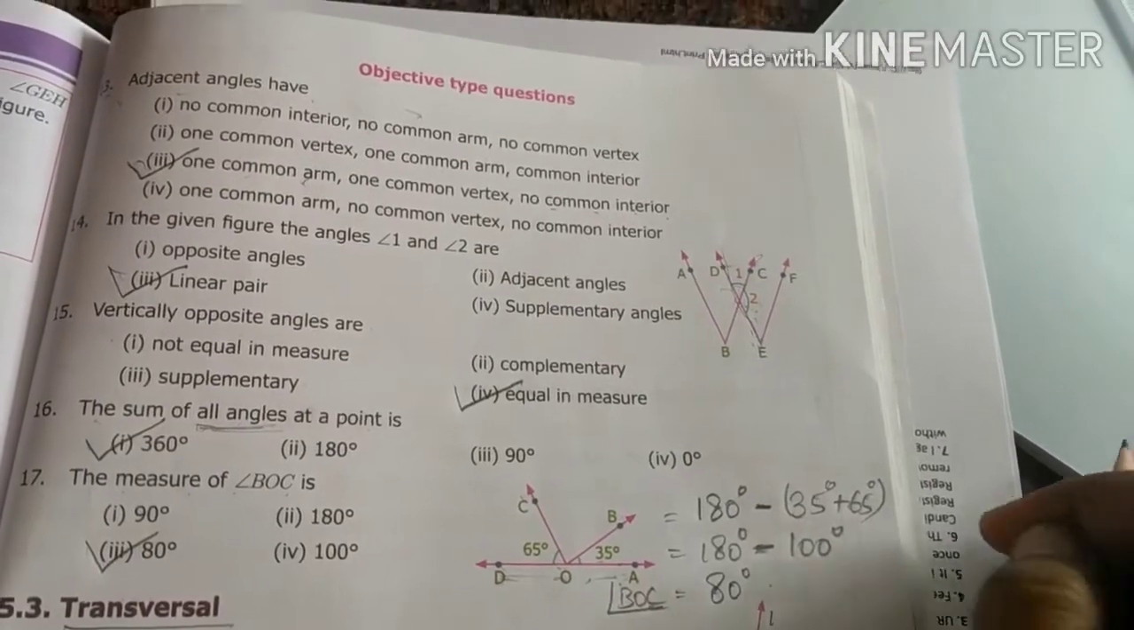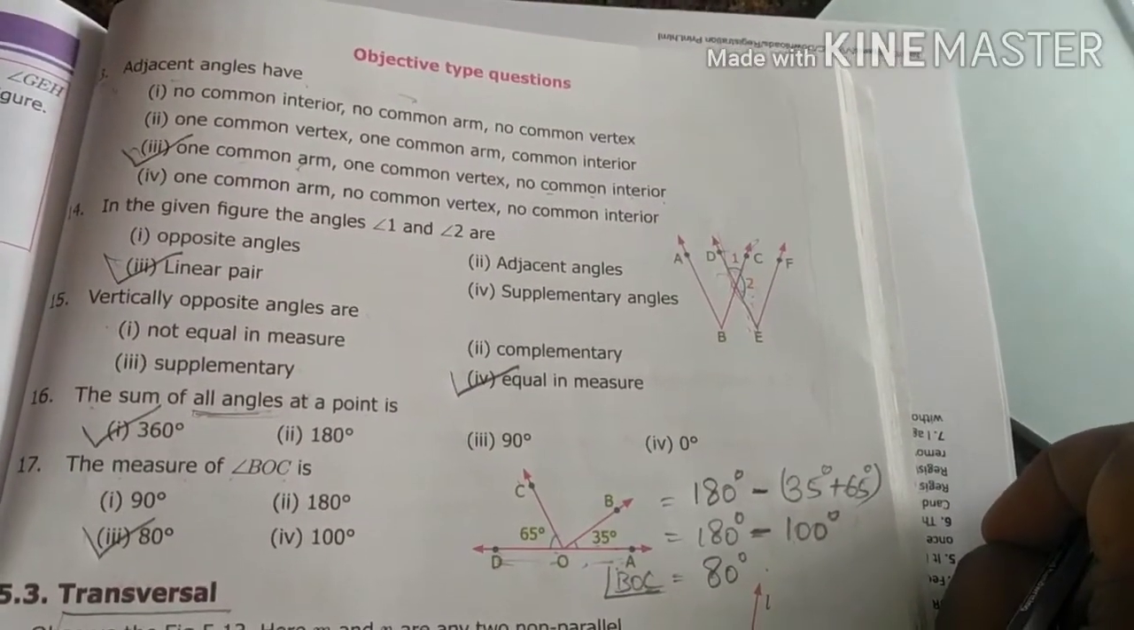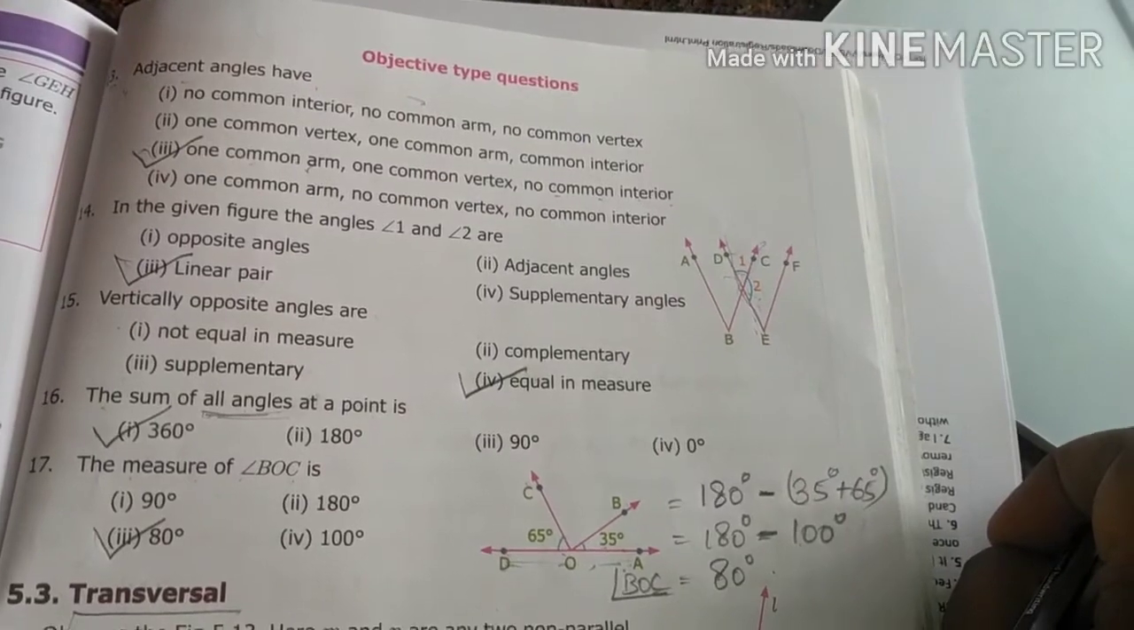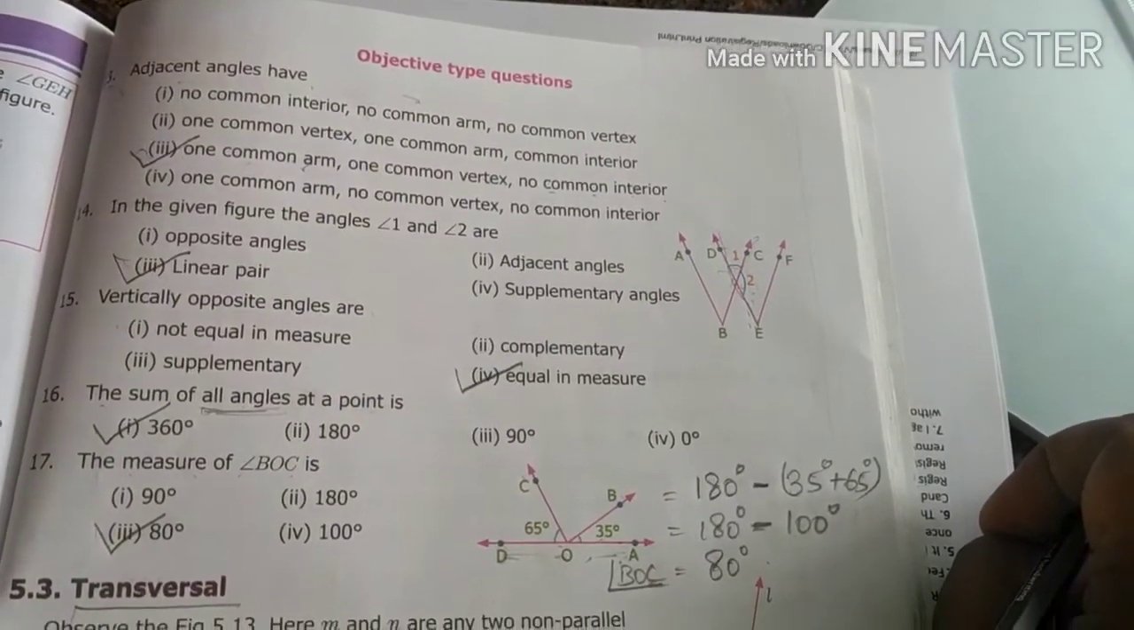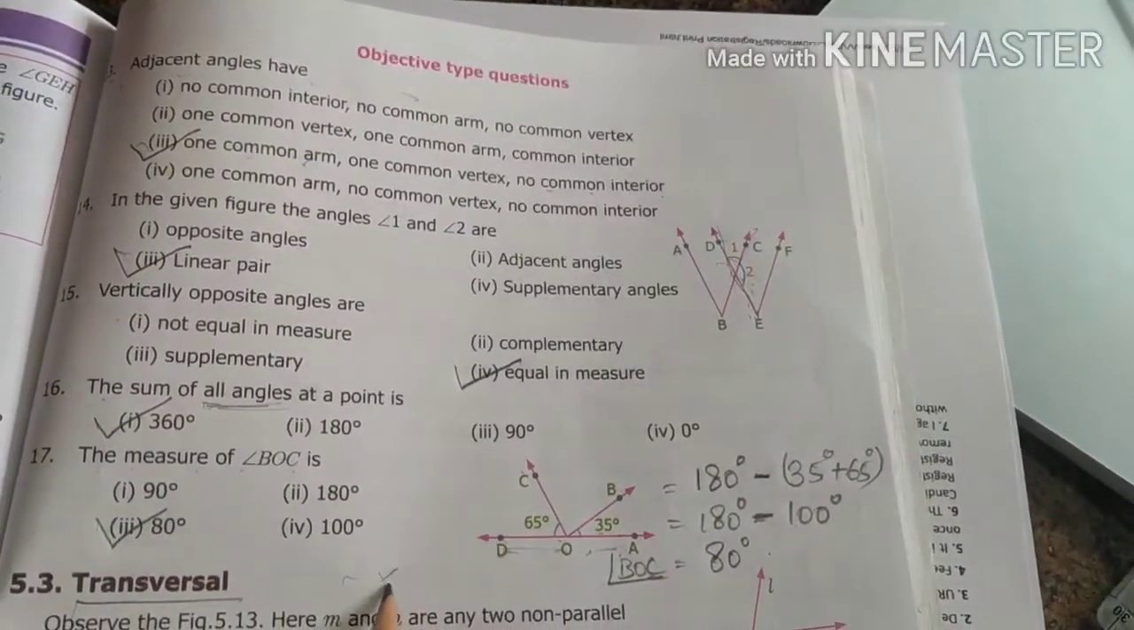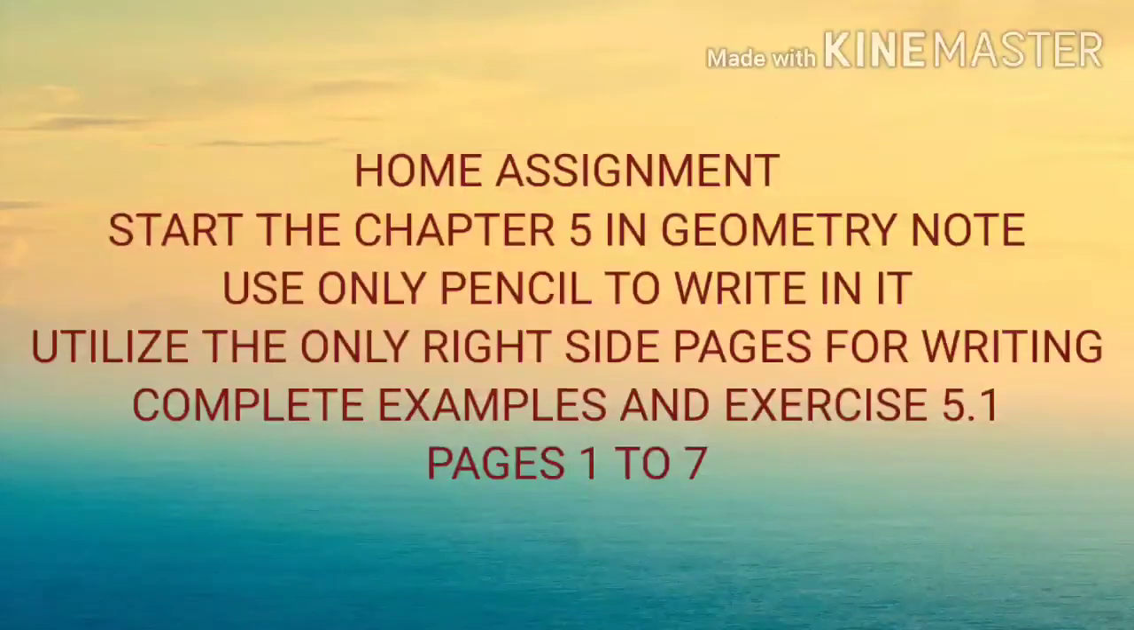You do this in your book itself, no need to write in the note and all. Complete it. I have completed the exercise number 5.1 up to this. Today's home assignment is start the chapter number 5 in geometry note. Use only pencil to write in it. Utilize only the right side of the pages for writing. Complete the examples and exercise 5.1. So totally you are going to write pages 1 to 7. Complete it and submit to your teacher.